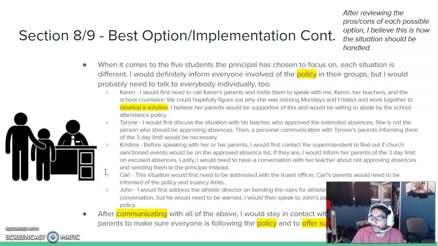And then after communicating with all of the above, I would stay in contact with each child and their parents, and I would make sure everyone's following the policy, whether they are an athlete or whatever situation there is, and we would keep providing support if they are still needing it. But yeah, this is how I would handle these 5 cases or these 5 students, and hopefully it can't get any worse than what it is.